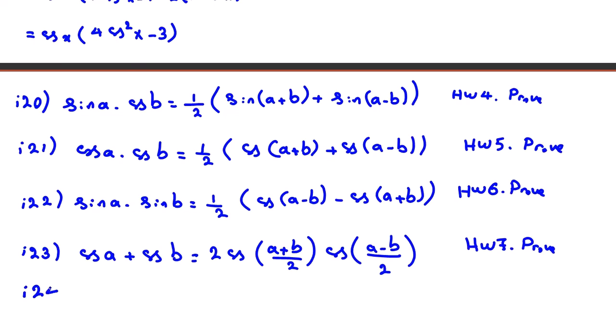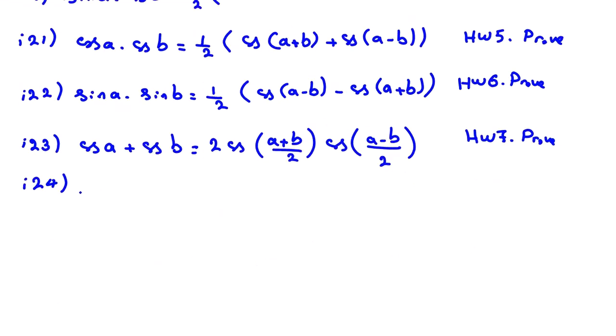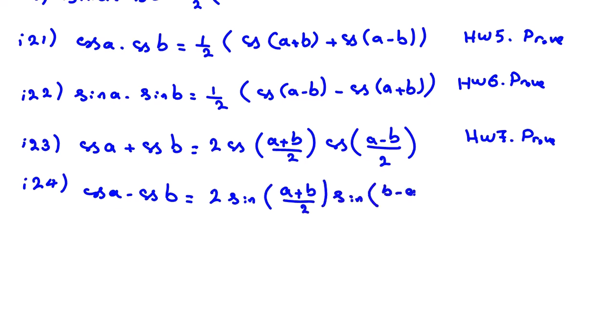Idea 24. If we want to calculate cosine A minus cosine B, one way is to say, okay, negative cosine B is cosine(180 minus B). Or if you simplify that, it will be 2 sine((A plus B) over 2) sine((B minus A) over 2). Okay?